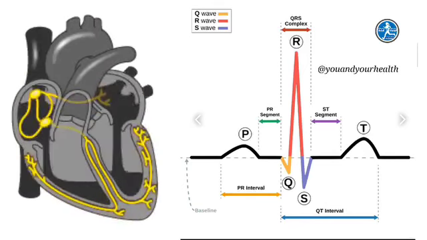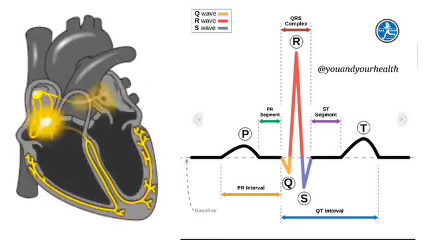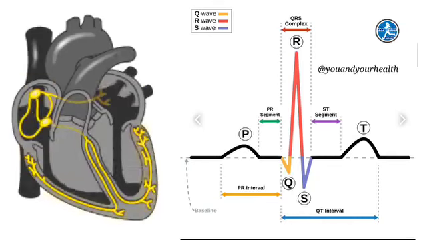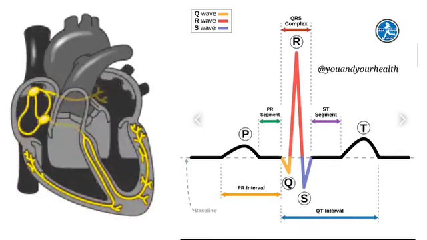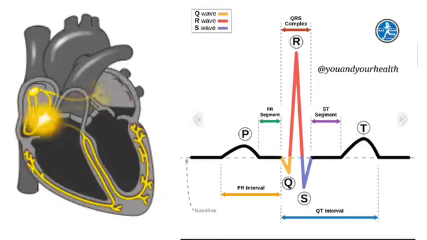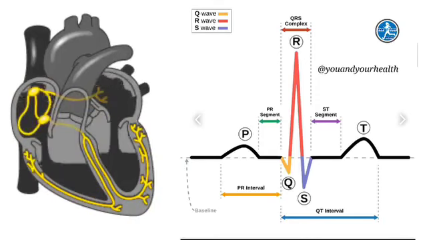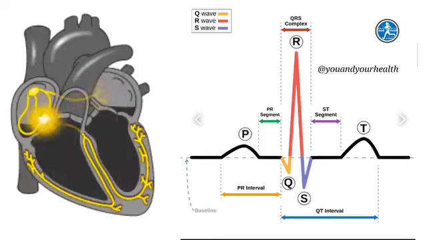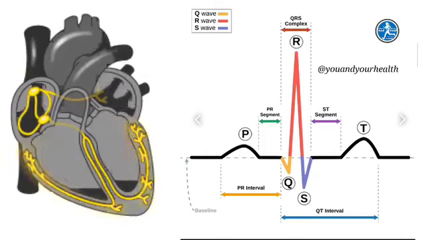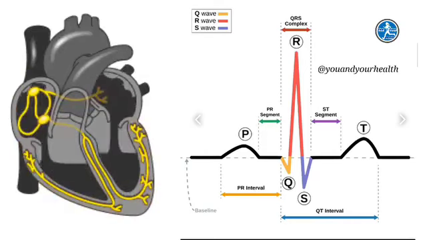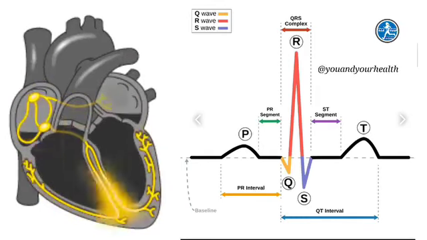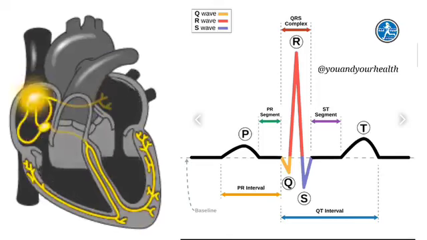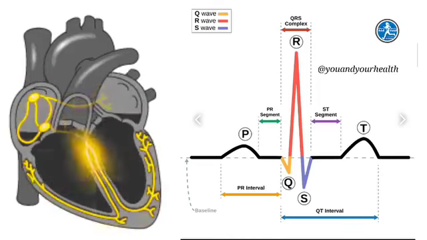The QRS complex represents ventricular depolarization or contraction and takes about 0.12 seconds. The ST segment represents the early part of ventricular repolarization or relaxation, which typically occurs between the QRS complex and the T wave. The T wave represents ventricular repolarization or relaxation. This takes about 0.20 seconds.